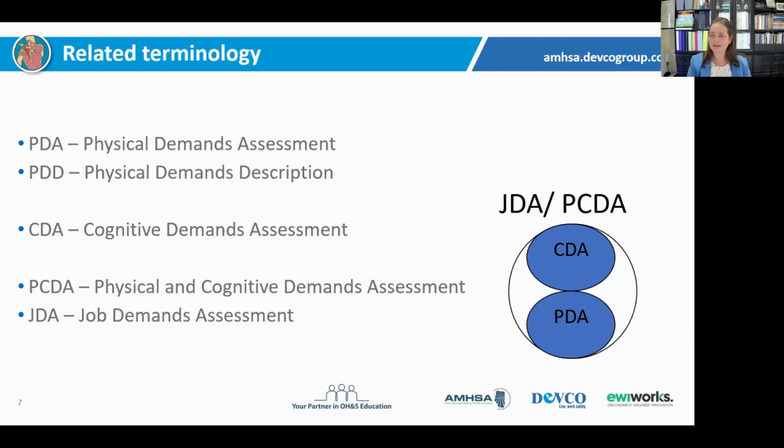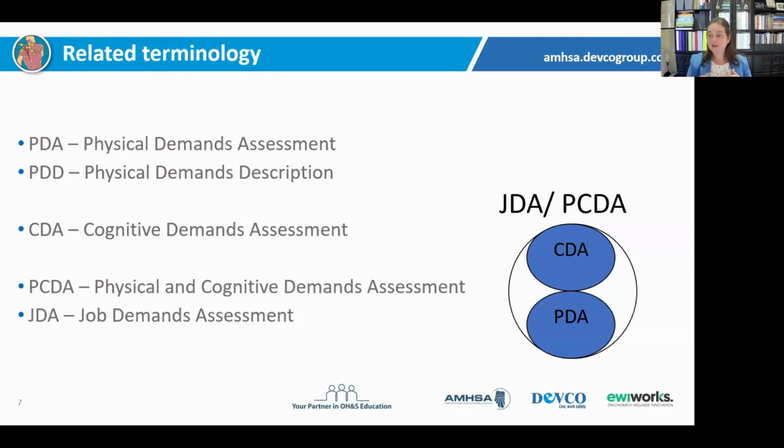I've also heard what I refer to as a job demand assessment. I've also heard that referred to as a PCDA, so a physical and cognitive demands assessment. I typically use those two terms, PCDA and JDA, interchangeably because to my knowledge, they are very similar. When people have promoted the physical and cognitive demands assessments, it's basically just to make things very clear that what the person is getting is going to be looking at both of those. I'm going to be using the term JDA for this presentation because that's what I'm familiar with. That's what I always go back to.